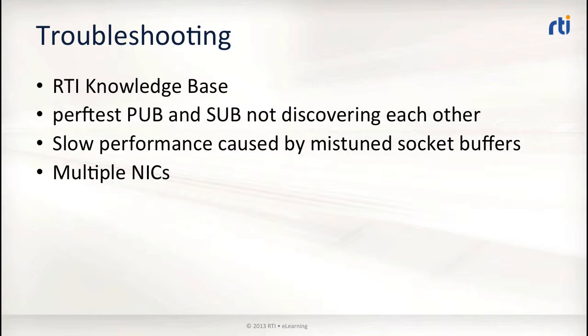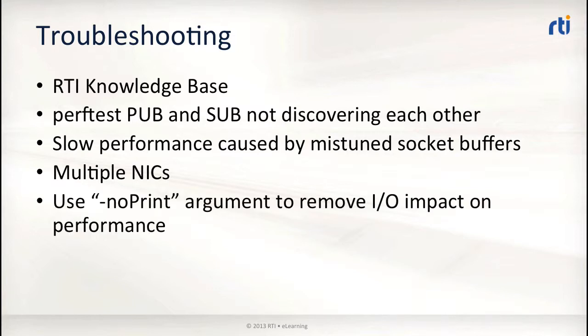Connext will use all available NICs unless otherwise configured not to. Because of this, multiple network packets may be generated each time a message is published by a data writer. This will necessarily slow down performance, as we saw when I ran the tests on my machines. To avoid this, be sure to specify a single NIC.